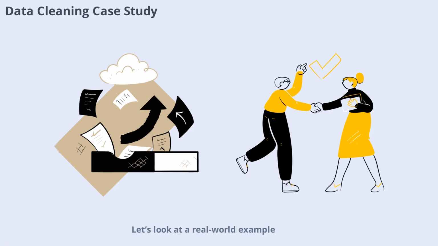Let's look at a real-world example. Imagine a retail company with customer data from multiple sources. The data contains duplicates, inconsistent formats, and missing values. By applying the steps we've discussed, inspection, cleaning, standardization, and validation, the company can create a reliable customer database for targeted marketing and improved service.